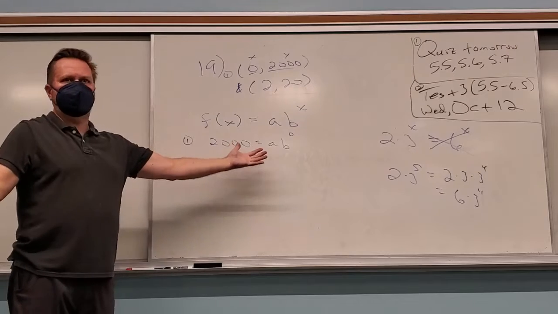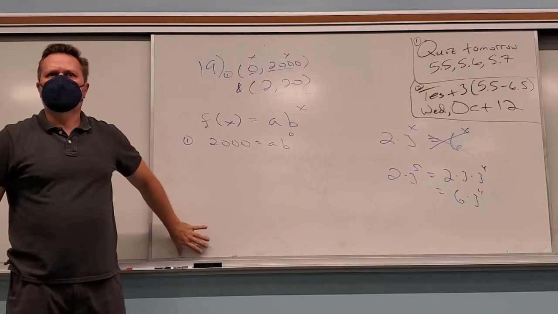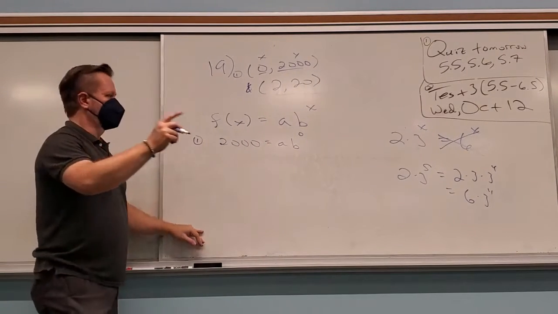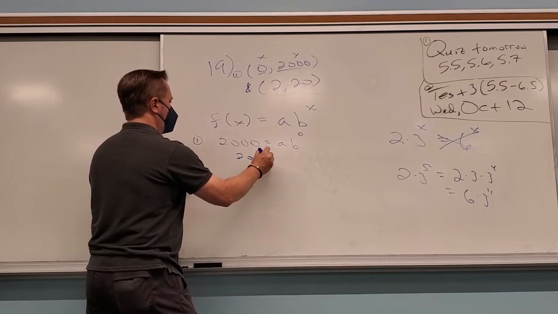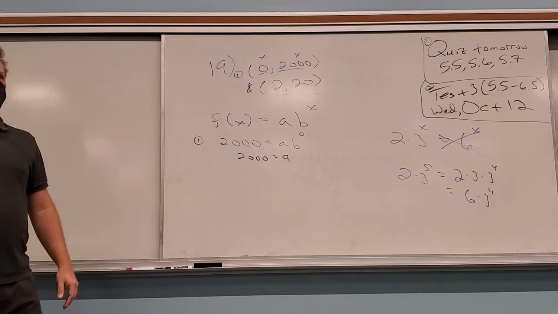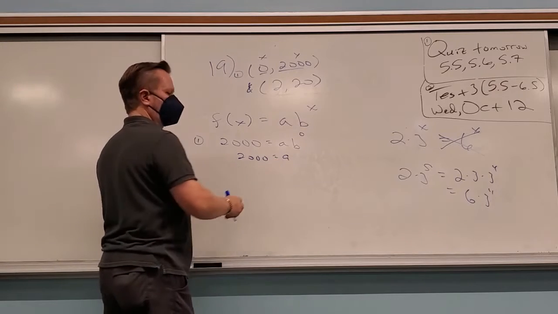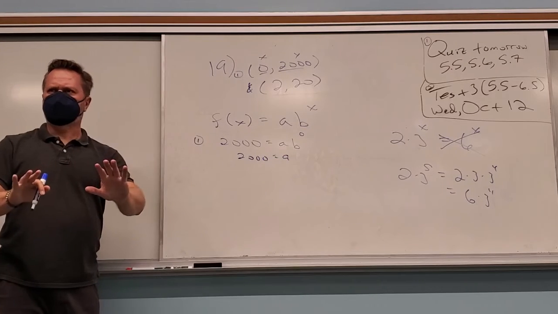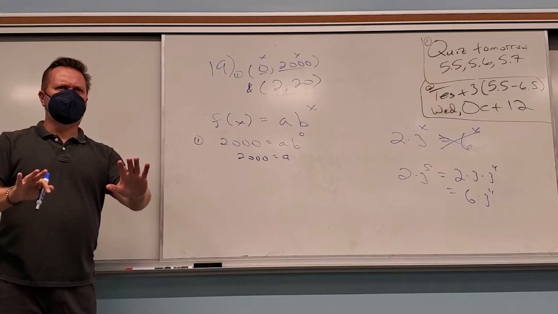So what does that do for me? What is b to the 0 power? Freaking 1. Why does that kick ass? Because now I know a is 2,000. I just know a is 2,000 now. You guys get that? That's beautiful.